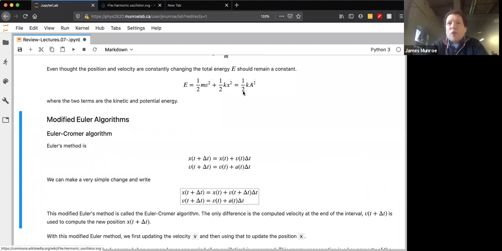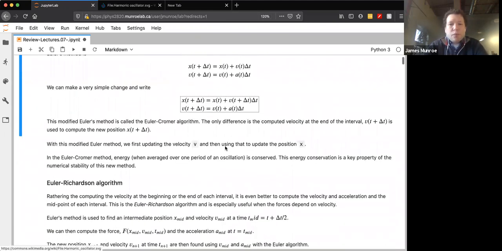I would always give you a formula for the energy. The question would just be, how do I actually go about plotting this, and how do I go about changing the code?